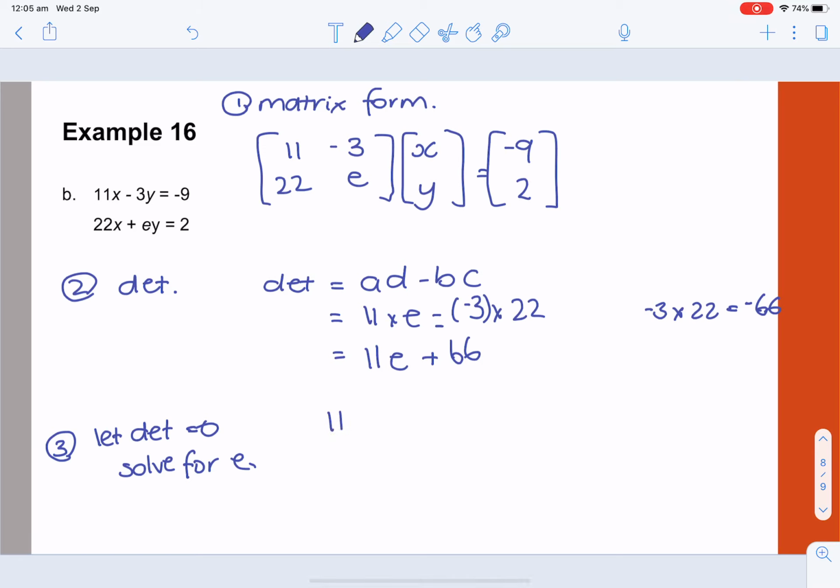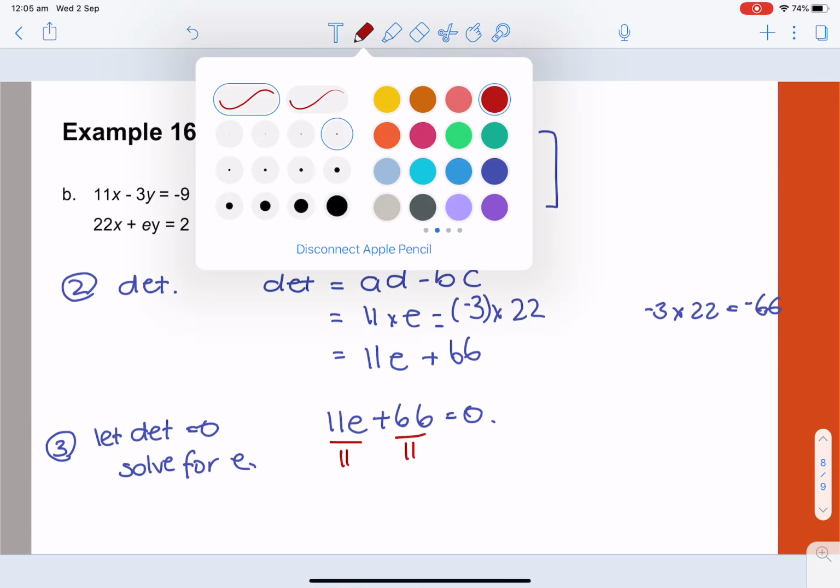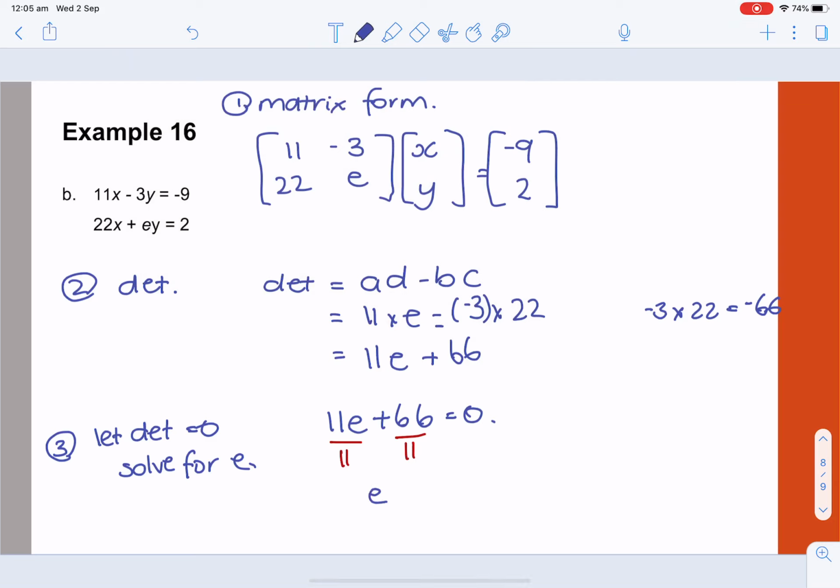So we have 11e plus 66 is equal to 0. Make it easy here. I'm going to divide that by 11, divide that by 11, just to clean it up a bit. So I've got e plus 6 equals 0. Now I need to get one of them on the other side, so I'm going to move my 6. I'm going to subtract 6 on both sides. e plus 6 minus 6 gives you e, and 0 minus 6 gives you negative 6. So in this case, our e value is negative 6.